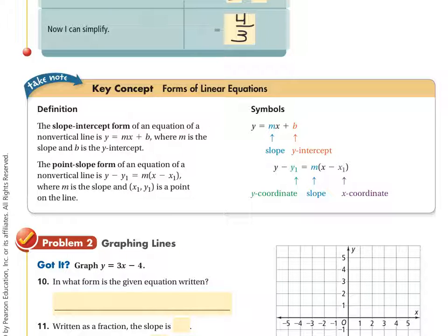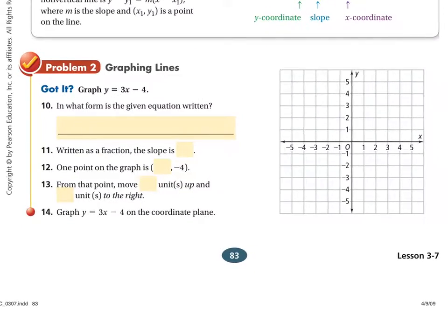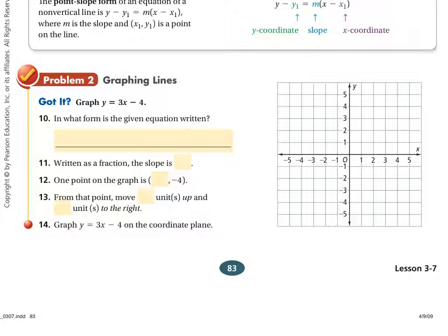The point slope form is this other one. So the point slope form uses one point and the slope. So you need the x-coordinate and the y-coordinate of a point, and then also the slope. So y minus y1 equals m times (x minus x1). So the slope-intercept form gets used much more often than the point-slope form, but you do need to know how to write equations of lines both ways. So let's go through these problems.